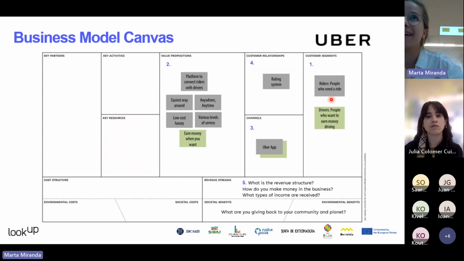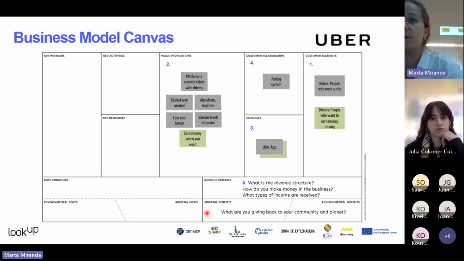So it is important to have really clear what our revenue streams are. In the end, we are creating a business. We're not creating an NGO. So we have to define very well how we will earn money. What is the revenue structure? How do we make money in the business? What types of income are received? Well, we're going to see now the Uber example.